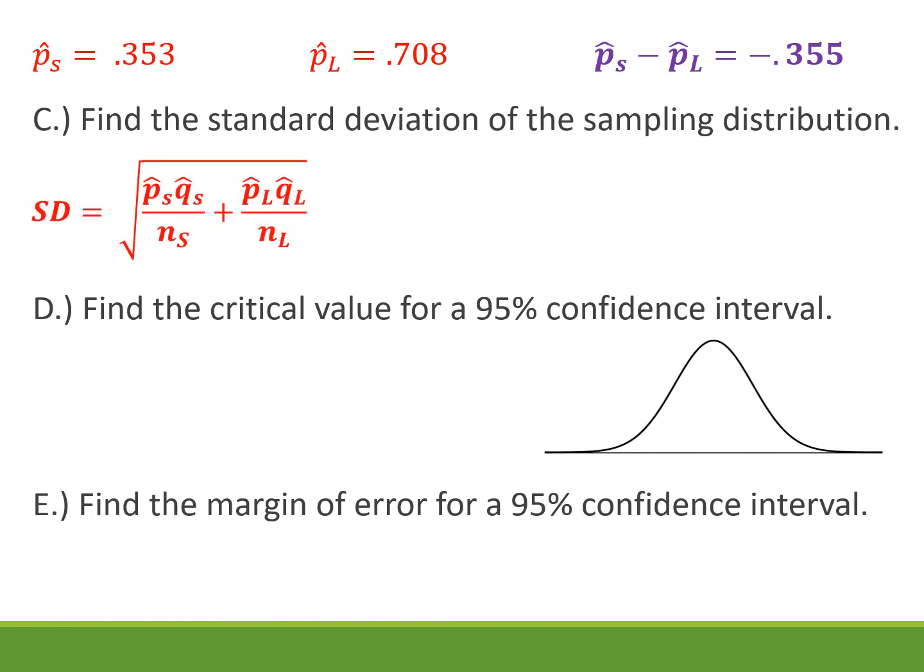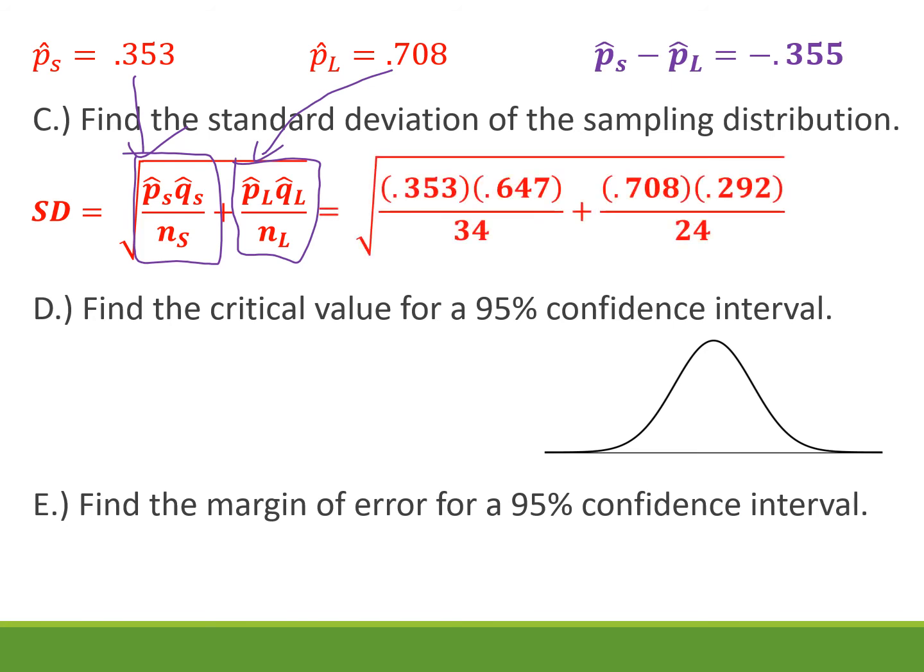We're acknowledging that these two p-hats are different. So when we do our confidence interval, we want to keep our two fractions separate. We have our fraction for the small and our fraction for the large, and it's using the actual p-hats from each of those samples. Okay, so here's the small sample. 0.353 is the p-hat. The q-hat is just 1 minus that. And when we do the large one, we're using 0.708.